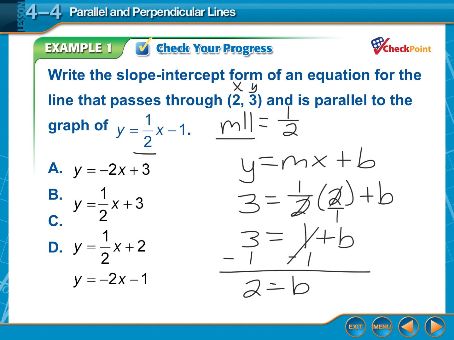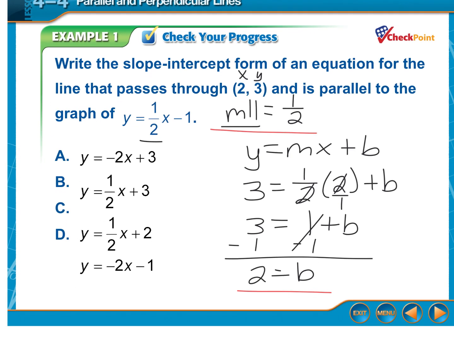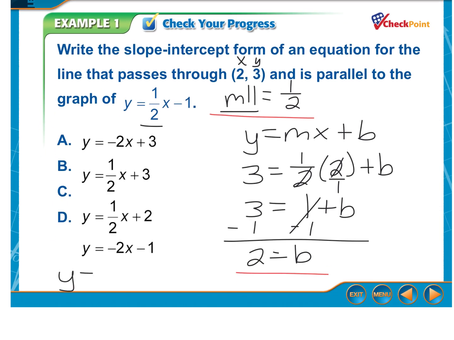2. So they want the equation, okay? So the two things we want are what? Slope and y-intercept. Slope, y-intercept, which is our b. So do we have those things? Yes, so let's match it with an equation, okay? So we have y equals, and remember, in our equation, we keep the y and the x, okay? We don't plug anything in for that. So we have y equals, what was our slope? 1/2 x plus 2.